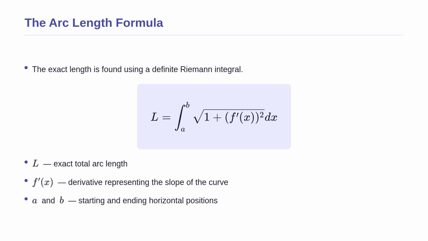This visual intuition leads us directly to our main formula. Conceptually, this integral is just the sum of an infinite number of those tiny hypotenuses we just saw. Let us break down the symbols. The capital L stands for the exact total arc length. The integral sign tells us to continuously accumulate these tiny lengths from our starting point A to our ending point B. Inside the square root, we have 1 plus the squared derivative of our function. The derivative represents the slope of the curve. Notice that as the slope gets steeper, the value inside the square root grows, which correctly calculates a longer distance traveled.